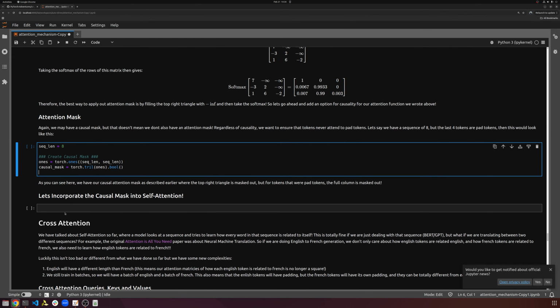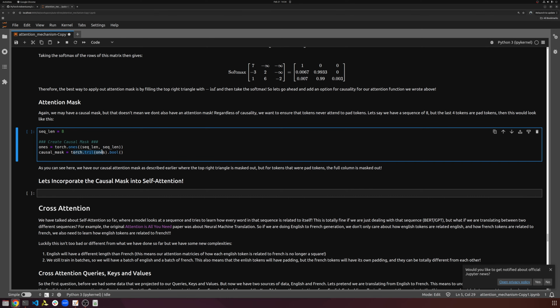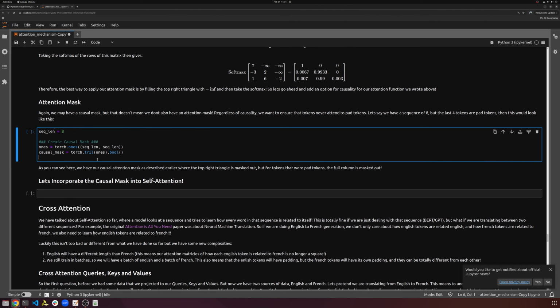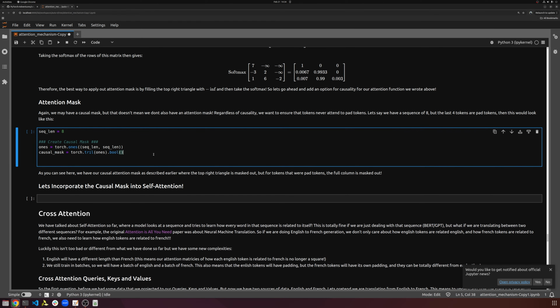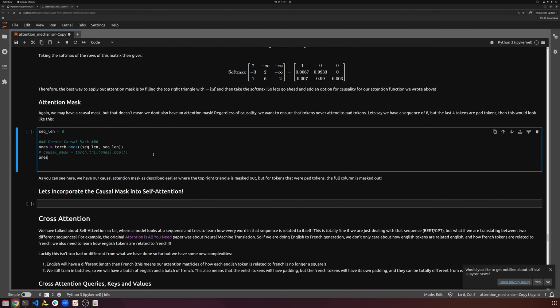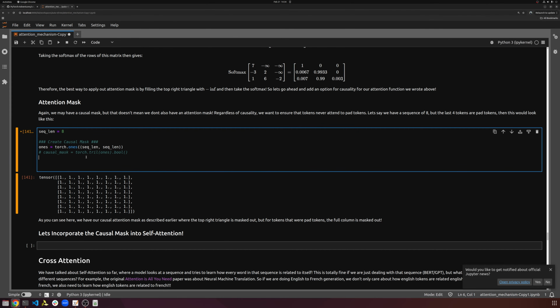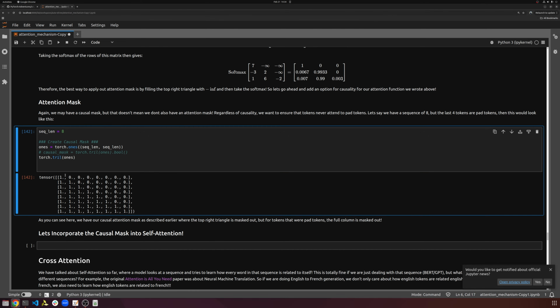So PyTorch has a nice little function called torch.tril. In torch.tril, you just provide it torch.ones, for example, which is just a square matrix of ones. And if we do torch.tril on ones, it will automatically fill the top right triangle with zeros. That's what it does. As simple as that.